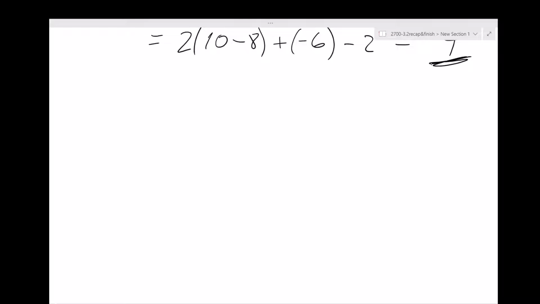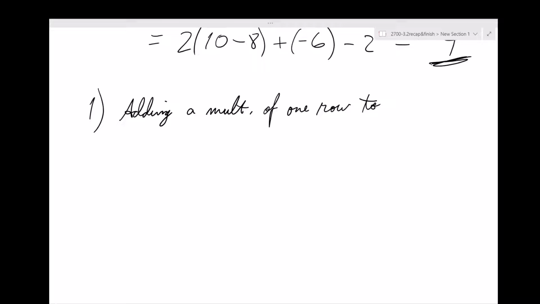The big important ones that we had were that row operations change the determinant in certain ways. So the legal row operations that we use when we do row reductions behave quite nicely. So first one was that adding a multiple of one row to another does not change the determinant.